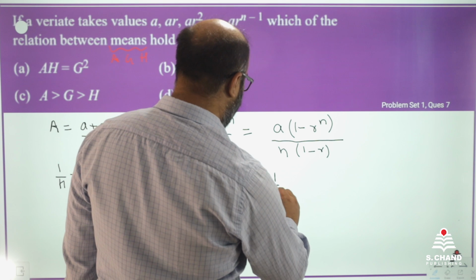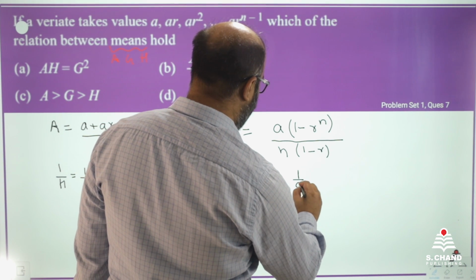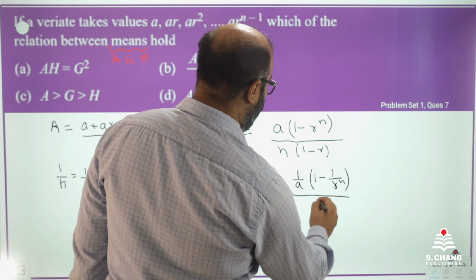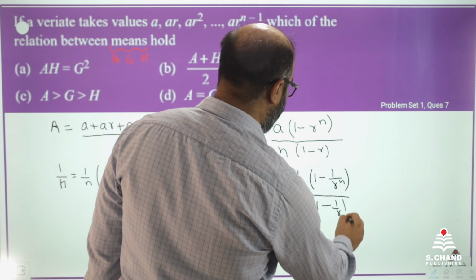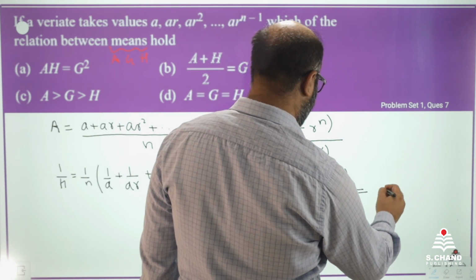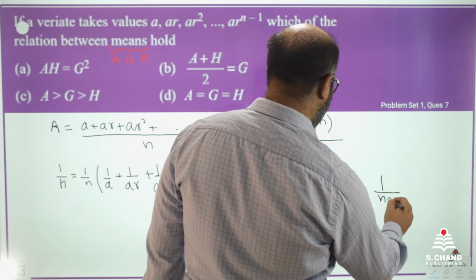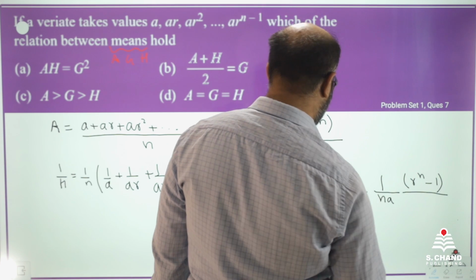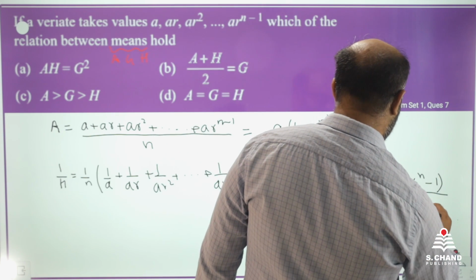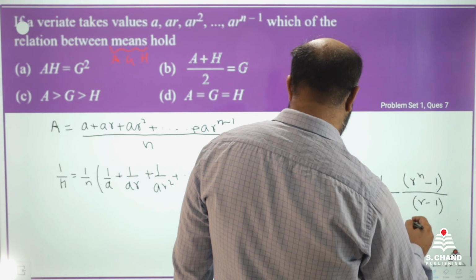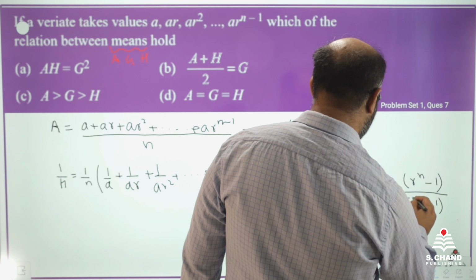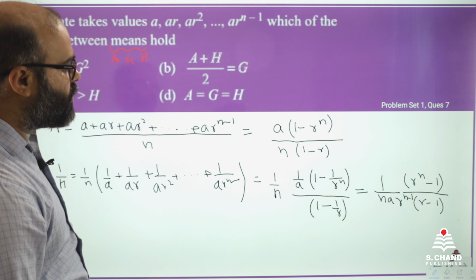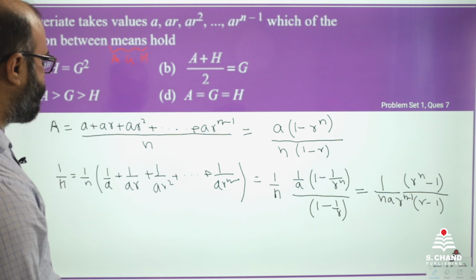So we'll say 1 by N here, 1 by A, 1 minus 1 by R to the power n by 1 minus 1 by R. So this will become 1 by NA, R to the power n minus 1 upon R minus 1, and there is R to the power n minus 1 here also. So this is NA R to the power n minus 1 like this.